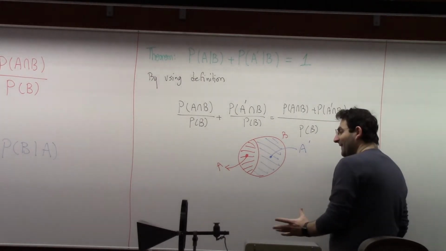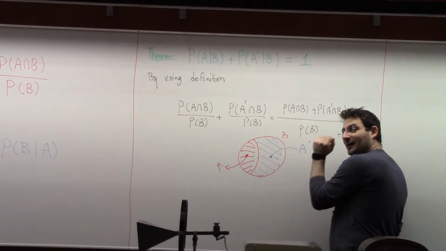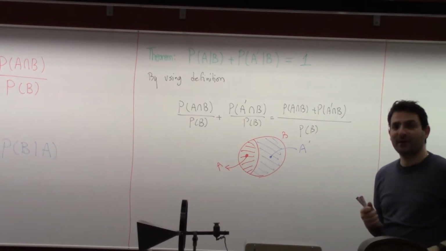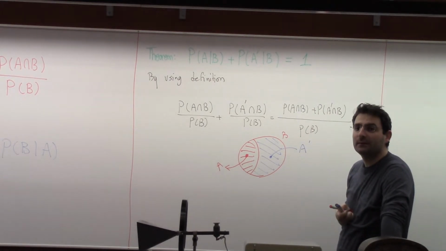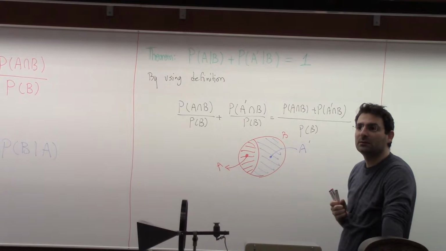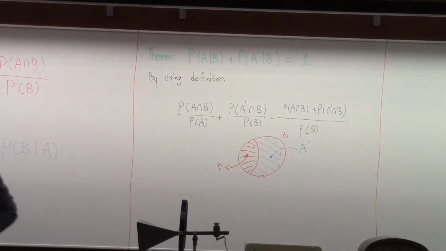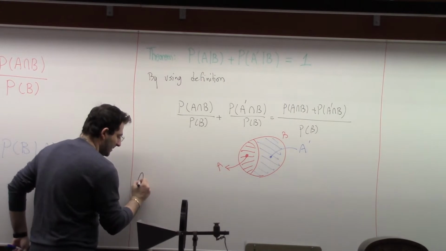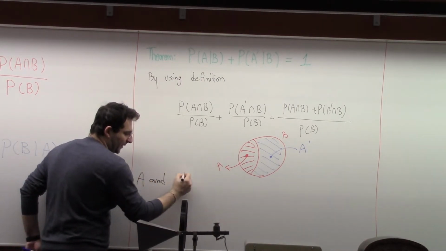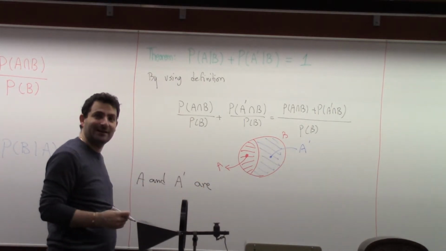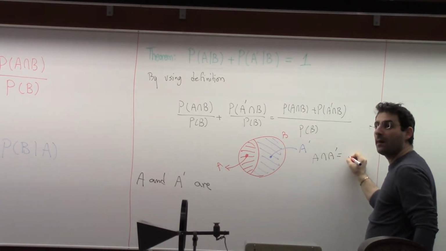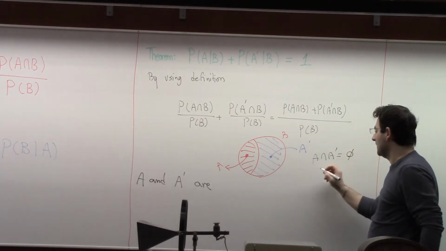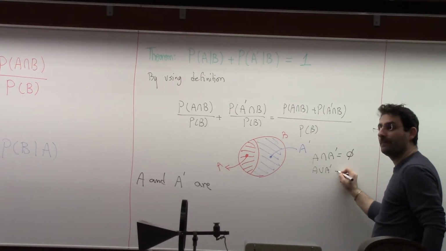Now, we had a very important name. What is this? We have another term: what are A and A prime doing on B? What is it called? It's called A and A prime are... What is the intersection of A and A prime? Empty, it's not 0. What is the union of A and A prime?